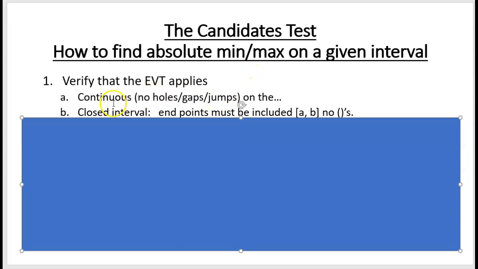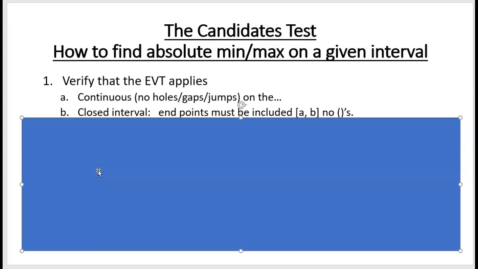In other words, we need to make sure that it's continuous. It should have no holes, gaps, or jumps. And in that case, it's going to be really helpful to go back to that little continuity of common functions worksheet that I gave you guys way back in Unit 3. We'll pull it up again in a moment. But for now, you need to make sure that your function has no holes, gaps, or jumps on it. Next, we want to make sure that we're looking at a closed interval. You need to make sure your endpoints are included.